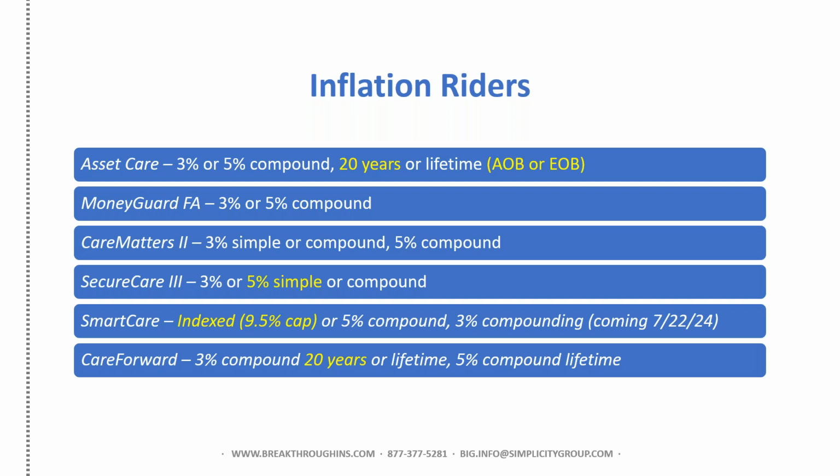Finally, Care Forward, 3% compound, 20 years or lifetime, 5% compound lifetime. The reason I have 20 years highlighted for Thrivent is because you will see when I do the pricing comparison that it's a very expensive product. So if you're using Thrivent, one of the ways that you're going to get the price down is by using the 20-year inflation option. So just kind of keep that in mind when we do our pricing comparison in a little bit here.